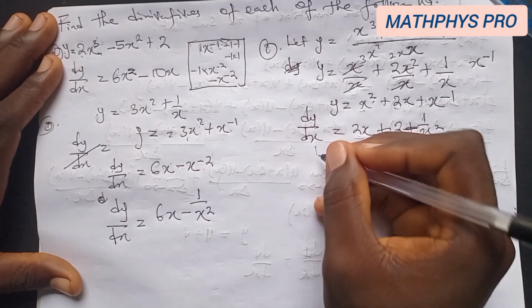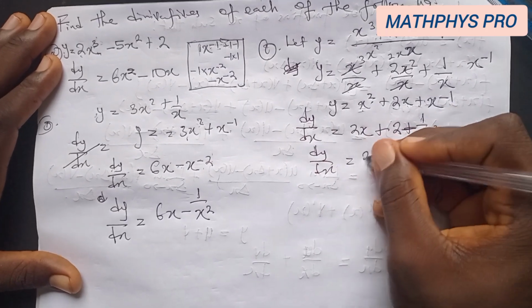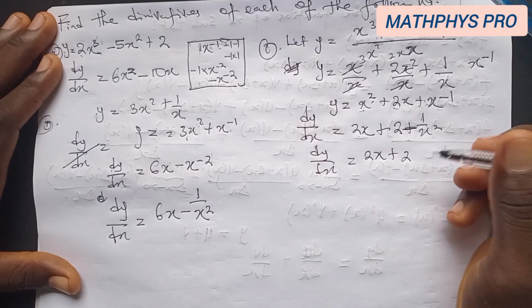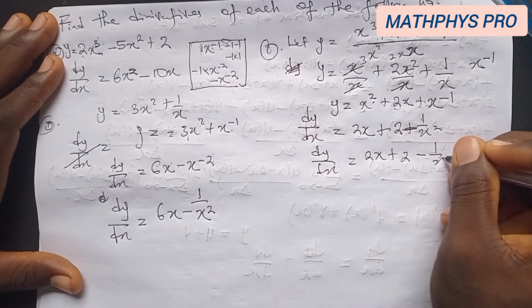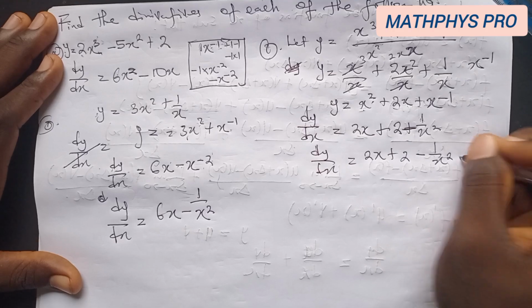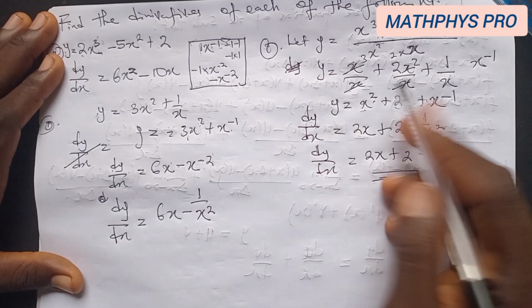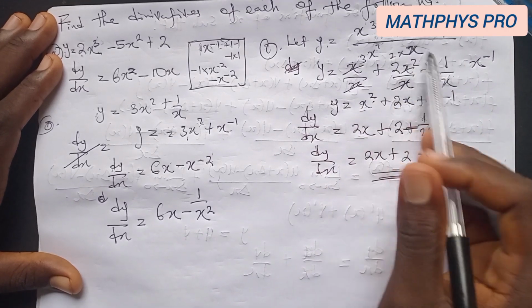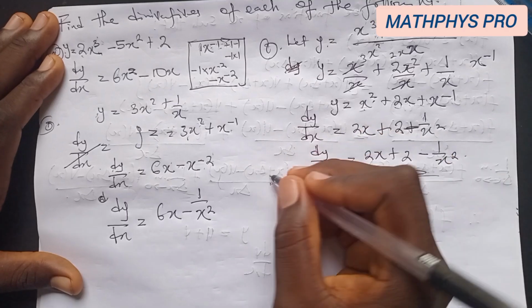So you can say that dy/dx is equal to 2x plus 2 minus 1 over x squared. So this is the derivative of y equals x cubed plus 2x squared plus 1 divided by x. So let's attempt another question.